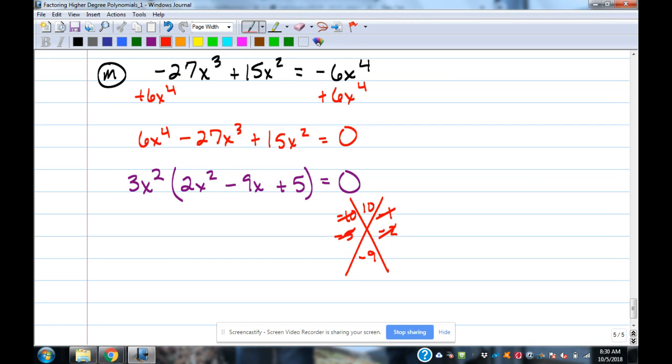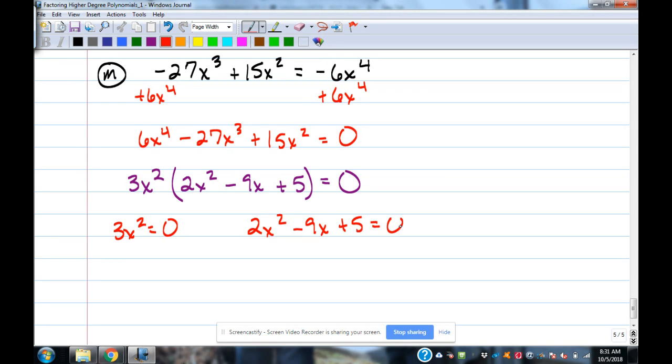Quadratic formula. Okay? So we're going to set both factors equal to 0. We got 3x squared equals 0. And I'm going to erase that because we're not using it. We got 2x squared minus 9x plus 5 equal to 0. So we got those two to do.